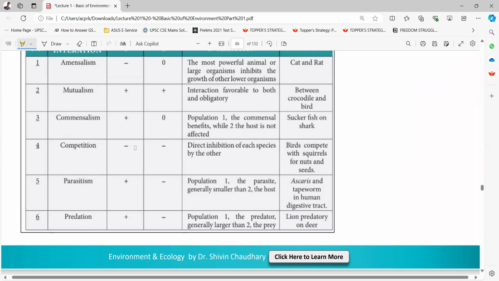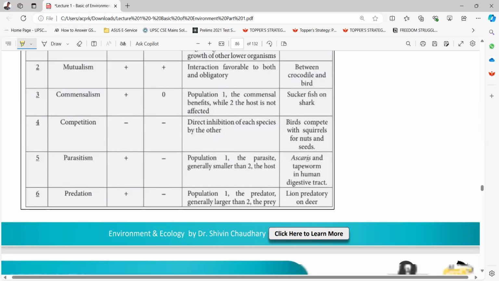Fourth one is competition, minus minus, direct inhibition of each species by the other. Example is birds compete with squirrels for nuts and seeds.